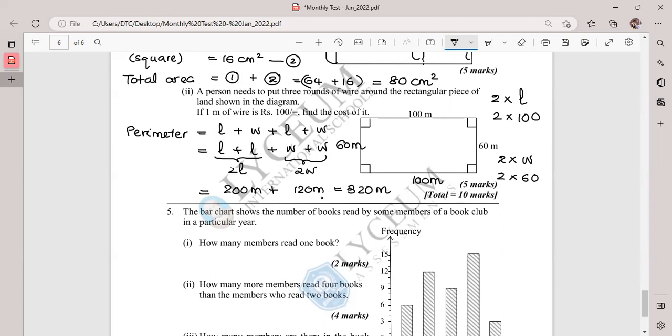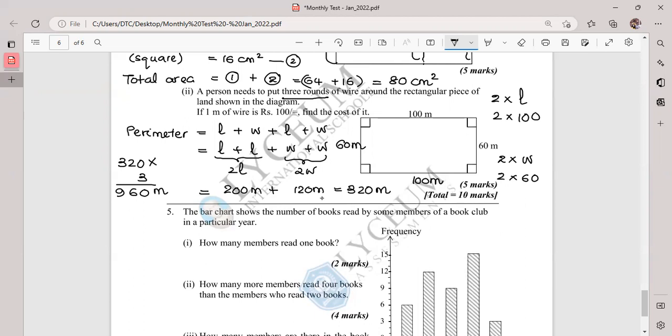This is for what, children? Only 1 round, right? Now, how many times do we go? 3 times, right? 320 is 1 round. And we want to go 3 rounds. Here, can you see they have given 3 rounds? So you want to count the number of meters. So right here, it becomes 960 meters, right? So 960 meters we need to go 3 rounds around this piece of land, right? So then 1 meter is 100 rupees. Find the cost. 1 meter is 100.